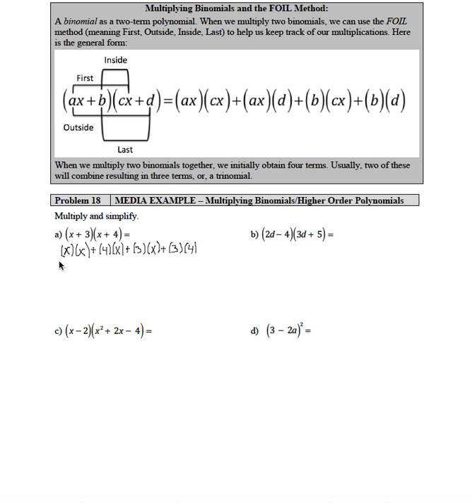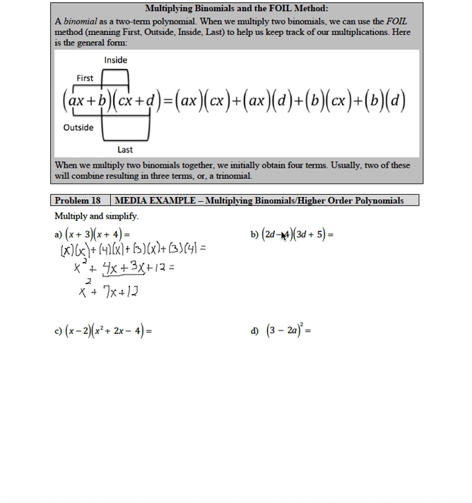So if we simplify then, we have x times x, x squared, plus 4x, plus 3x, plus 3 times 4 is 12. And most of the time we'll be able to combine our inside terms. They will be like terms. So 4x plus 3x is 7x plus 12. And that is the final result.